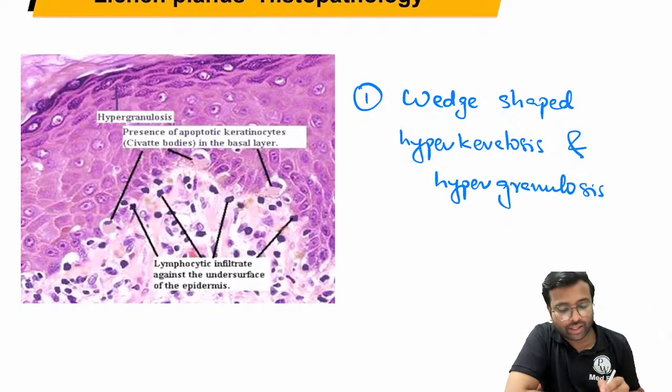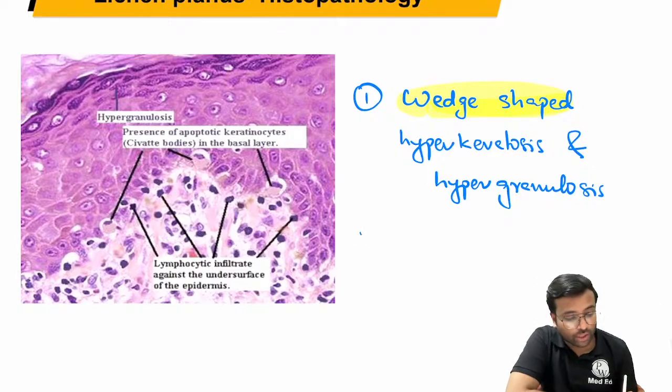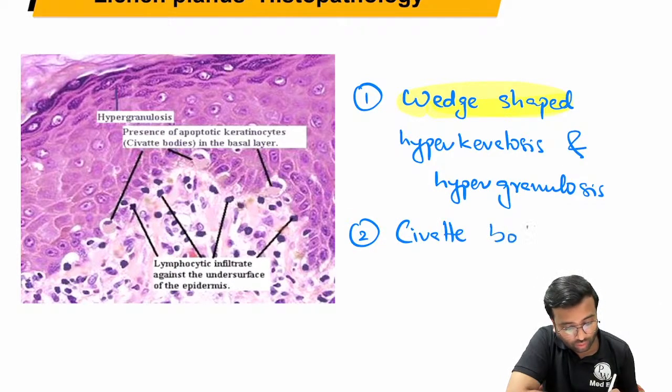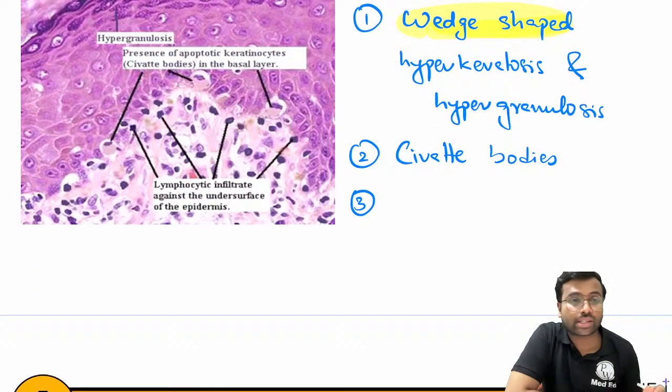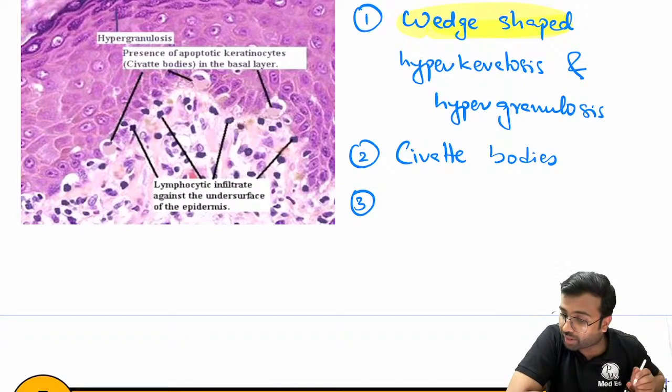So what you can write is, please mention this wedge shaped. We're going to be very specific. So wedge shaped hyperkeratosis and hypergranulosis can be seen. You can see something called as cavity bodies. So you can find cavity bodies. These are apoptotic keratinocytes which you can find. Okay, so that is going to be another finding.